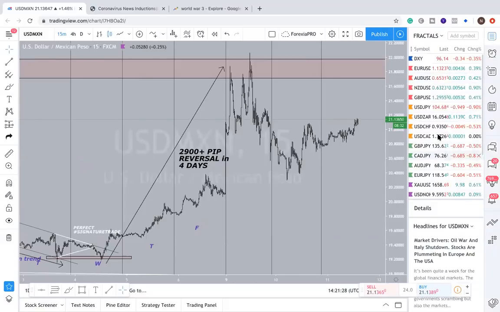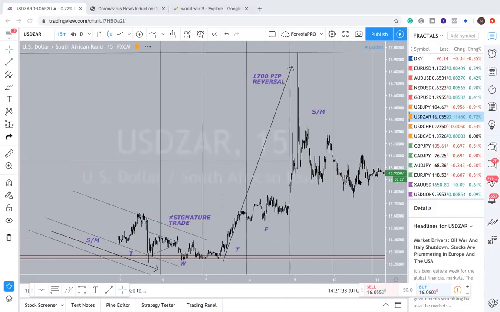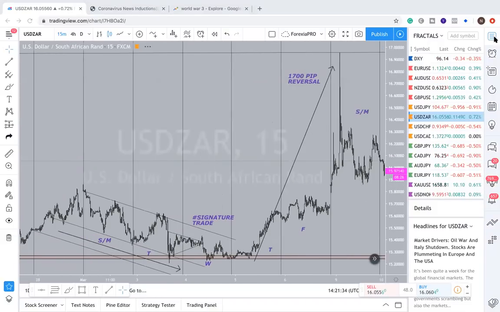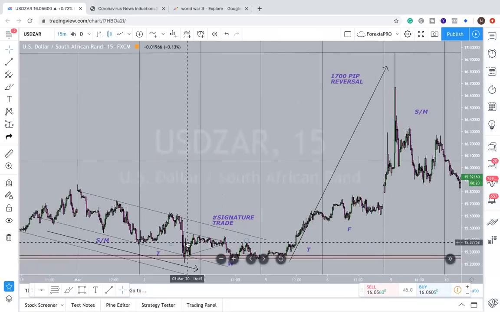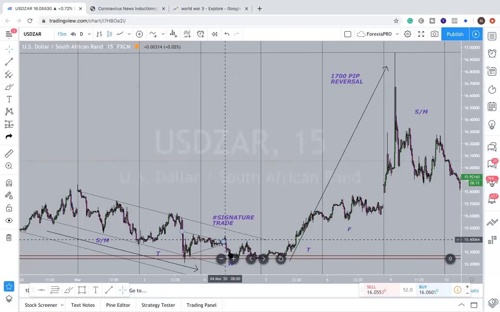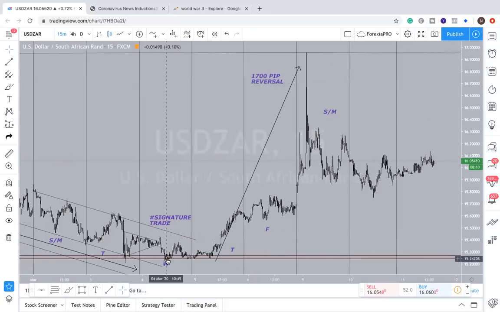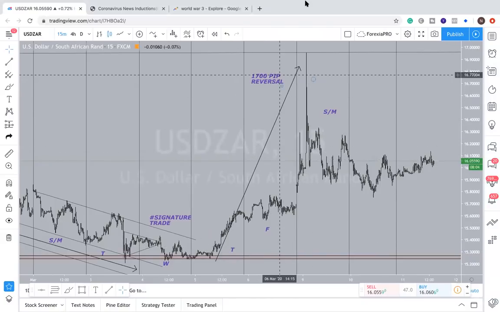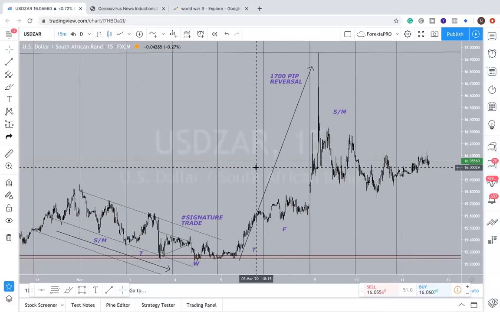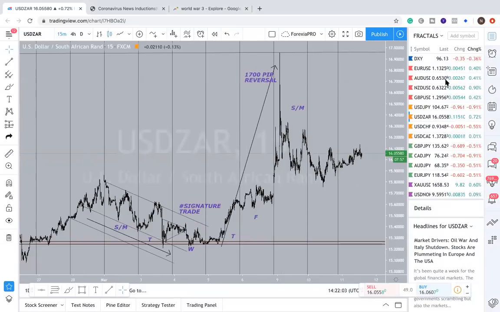Yeah, let's check out USD ZAR because it was a very similar setup as well. Sunday, Monday, Tuesday, induction trend. We have Tuesday creating that wedge where Wednesday they reverse it off the low right after that induction. Wow. 1,700 plus pip reversal. Incredible. That's like textbook. That ain't even a variation. That's like textbook setup there.